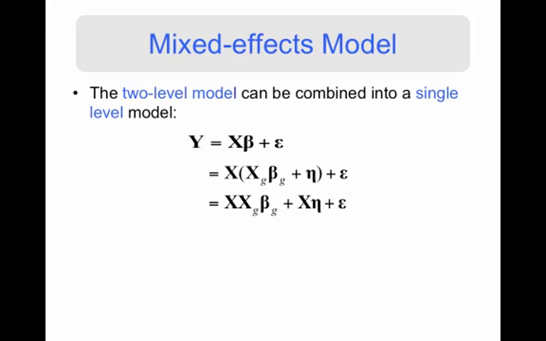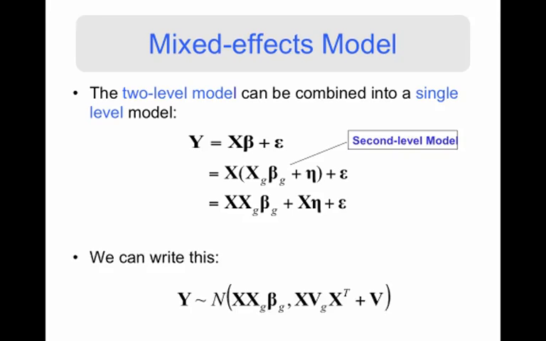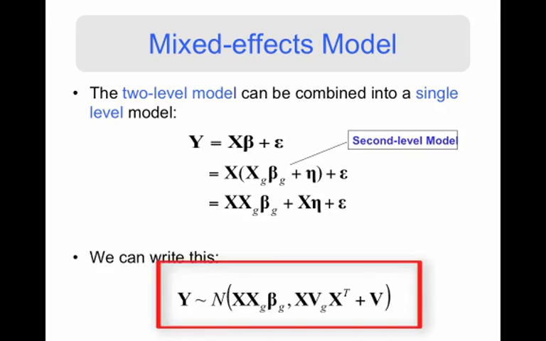This two-level model can be combined into a single model as follows. We start out by writing y is equal to x beta plus epsilon, but we know that in the second level that beta is equal to xg beta g plus eta, so we can replace that, and we can write it in the following format. So what we can write is that now y is normally distributed with some mean x xg beta g, which is sometimes called the fixed effect, plus some random effects, which depends on V of g and V.